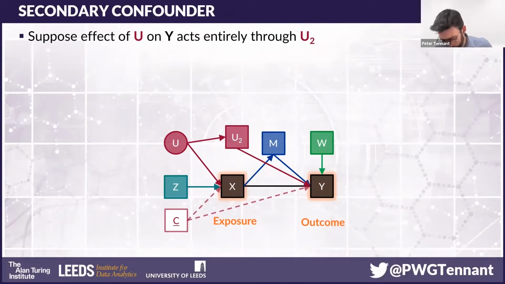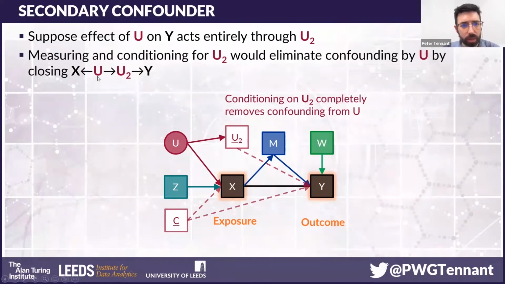Well, the first thing is we can try and look for downstream variables that exist on that confounding path that we can use to block that confounding effect. So here, U acts on Y entirely through this variable U2. And U2 is something that we're actually able to measure. And so in theory, measuring and conditioning on this thing, U2, would completely eliminate the confounding due to U, right? So that backdoor path, X, U, U2, and Y would be closed by conditioning on this variable U2.